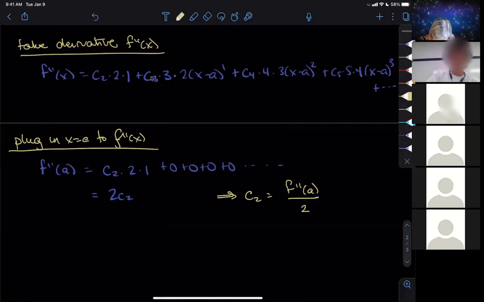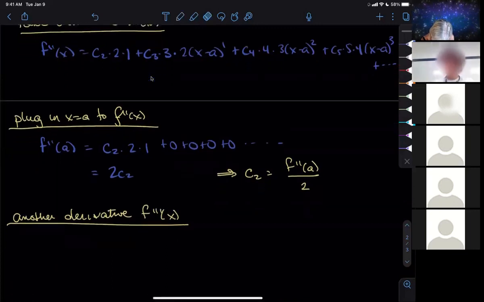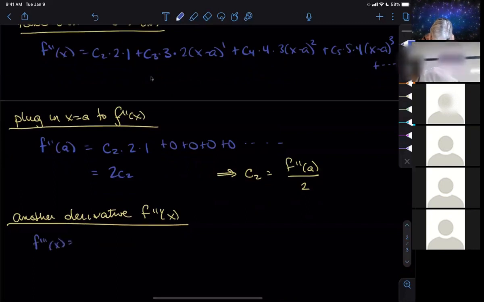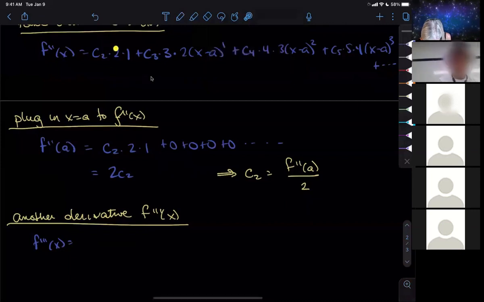Okay, let's just keep doing steps until we see exactly what it's going to be. So another derivative, f triple prime. All right, so f triple prime of x is, okay, just as before, the constant term, this thing goes away. Now I've got a C3 times 2, derivative of that is 1.